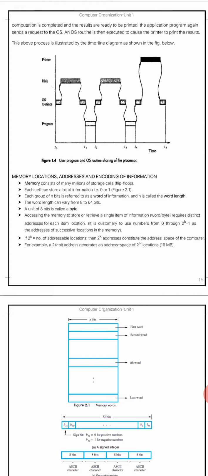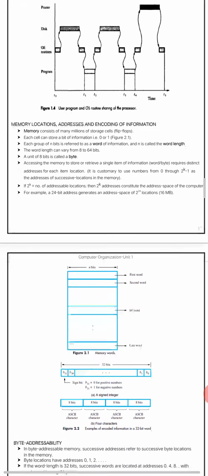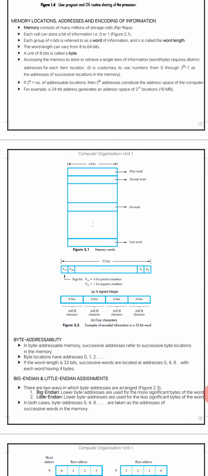You already learned in C language that a unit of 8 bits is called a byte. For accessing purpose, we compulsorily require an address. So if 2 power k is the number of address locations, then 2 power k addresses constitute the address space of the computer. See this is the example for encoded information in a 32-bit word.